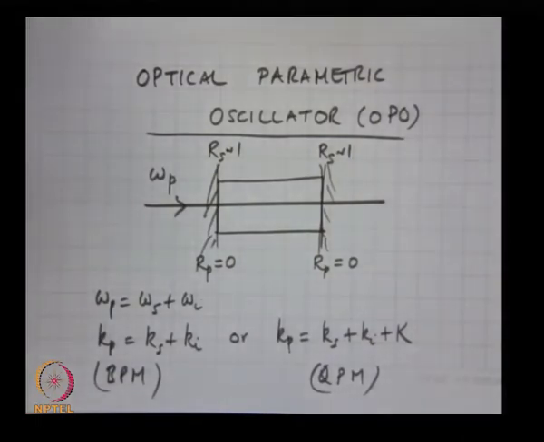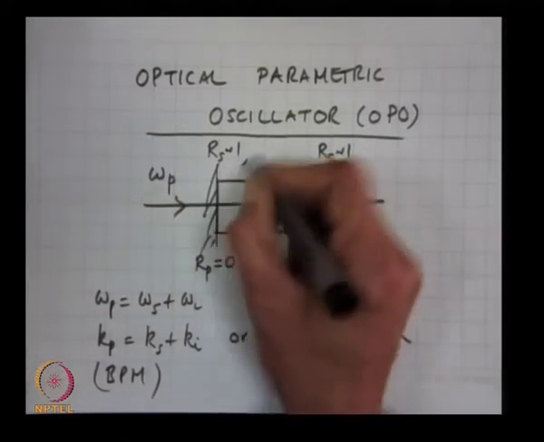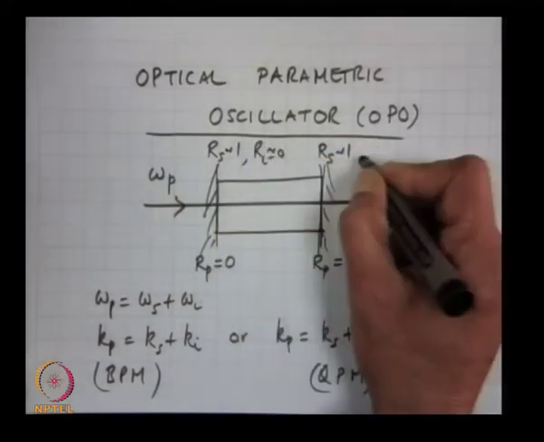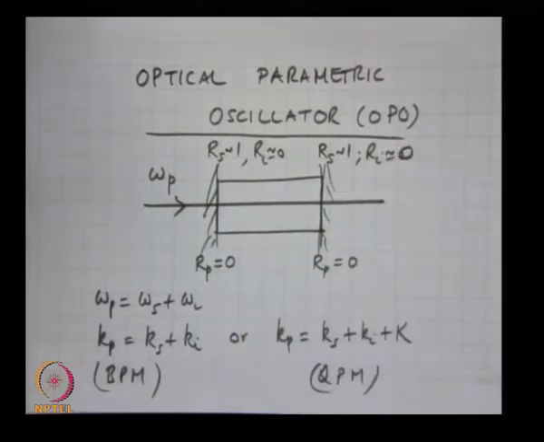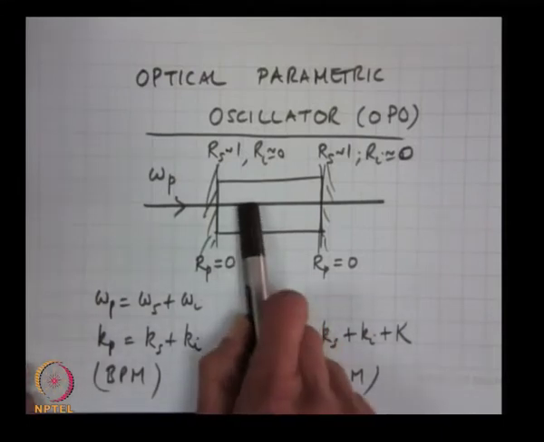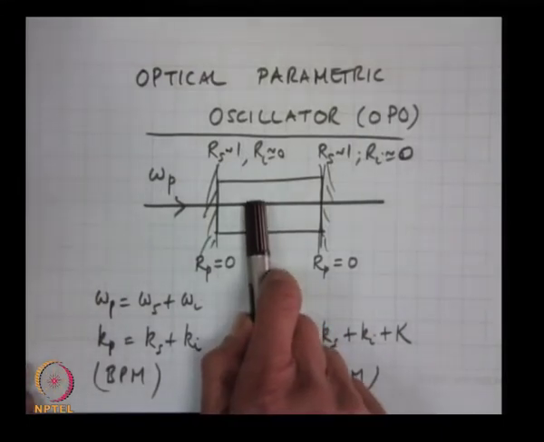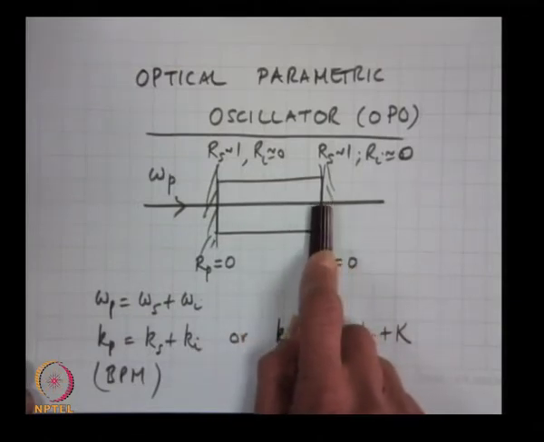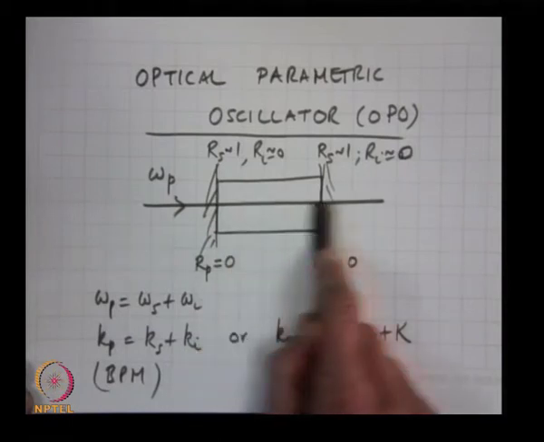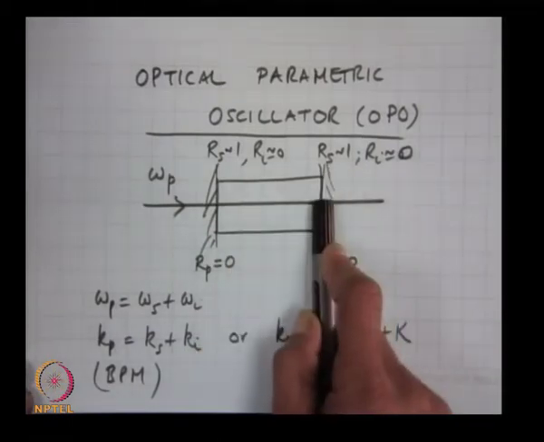I make the mirrors transmitting at the pump, but with very high reflectivity at the signal wavelength. Let me assume that the reflectivity at the idler wavelength is 0. So the spontaneously generated signal photons, which direction will they be generated? In the forward direction. When they come here, part of them will get reflected back, some of them will transmit. Suppose 99% transmits, 1% gets reflected back.